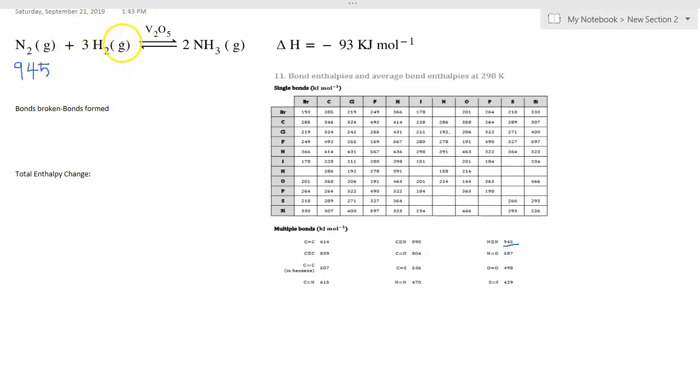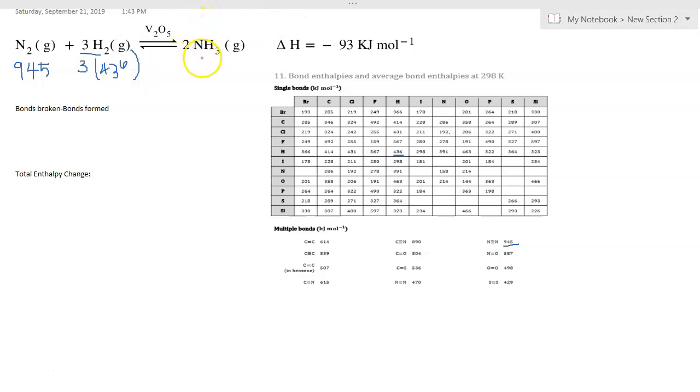Then let's move on to the hydrogen-hydrogen bond. Hydrogen to hydrogen is 436. But let's not forget the coefficient here. Because we have a coefficient of 3, we have to take 3 times 436.